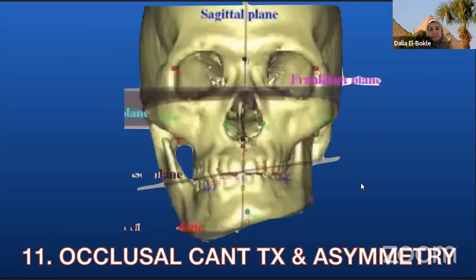Occlusal buildups have been proposed for mandibular repositioning in adult patients with skeletal asymmetry as a conservative alternative to orthognathic surgery.